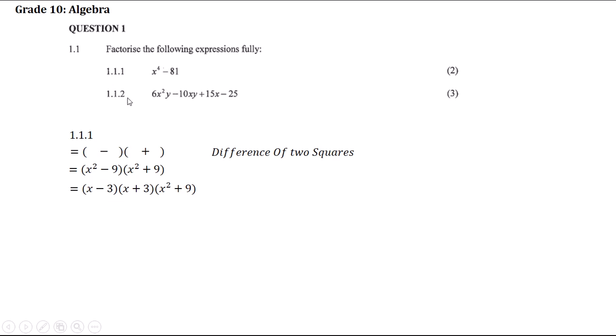Okay, 1.1.2. To solve this one, we need to apply the principle of grouping. So we will group these two together. This is what we have. And then we will group these two together. This is what we have. Then after this, we take out the common factor.